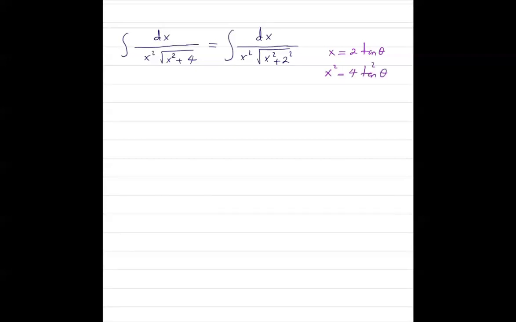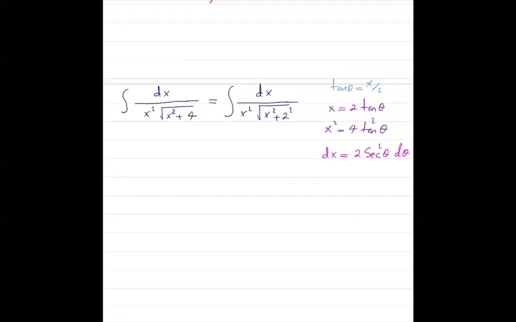And if you take dx, let me write down dx with a different color. dx is equal to 2 times secant squared of theta d theta. So let us try to simplify this as well. And remember that since x is equal to 2 tangent theta, tangent theta is x divided by 2.